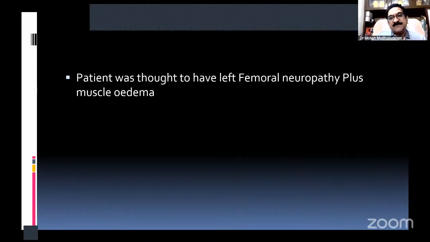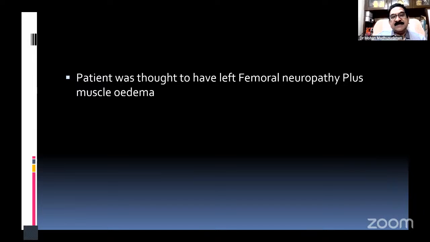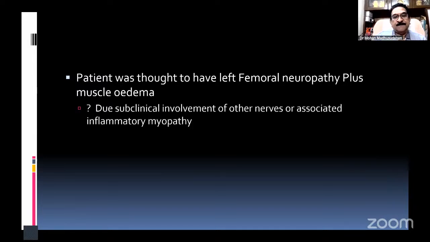So the patient thought a left neuropathy plus muscle edema. That is the thing which I thought. Maybe subclinical involvement of other nerves or associated inflammatory myopathy. Why did the other thing come in? So what would you like to do now?